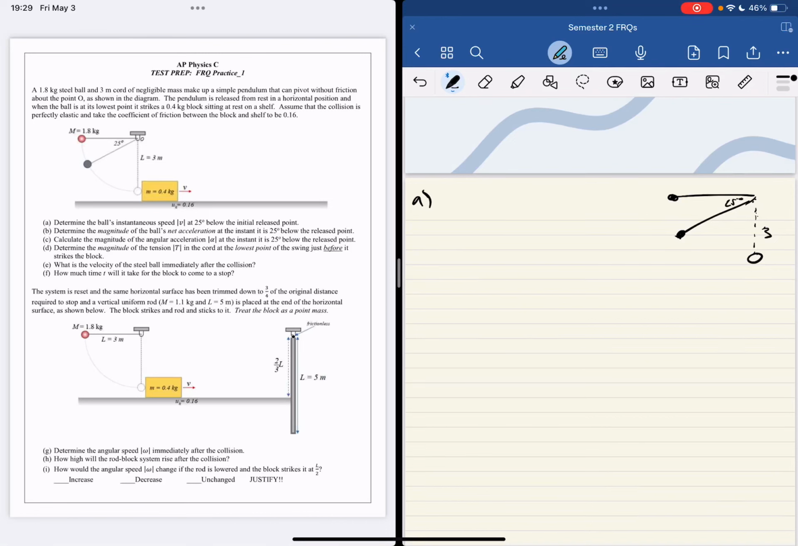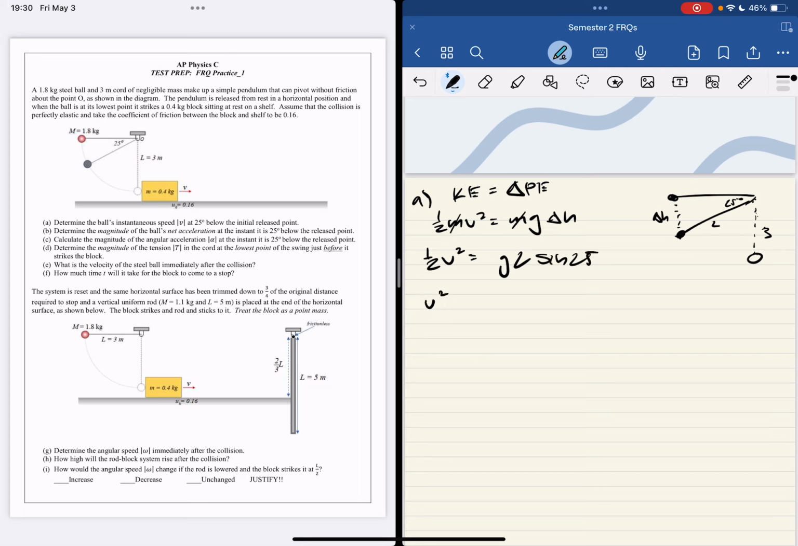So the first problem wants the speed at that point. So we set up conservation of energy. So KE equals change in PE. We can expand that out to 1/2 mv squared equal to mg delta h. Cancel out the m's. And we know that delta h is going to be this piece right here. So 1/2 v squared equals g, and that's going to be the L here. So L, and that's going to be sine 25.